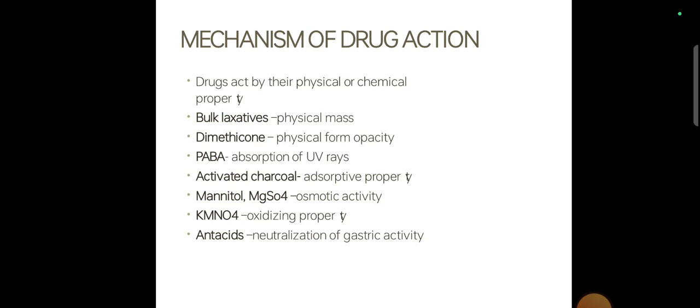Drugs act by their physical or chemical properties. Some examples are: bulk laxative, physical mass; dimethicone, physical form, opacity; PABA, absorption of UV rays; activated charcoal, adsorptive property; mannitol and magnesium sulfate, osmotic activity; potassium permanganate, oxidizing property; antacids work by neutralization of gastric acidity.